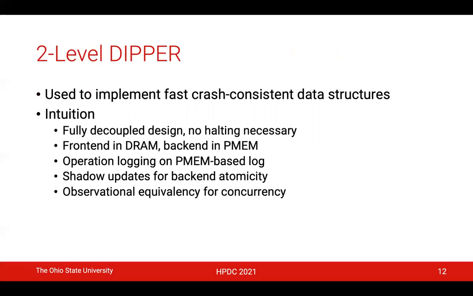In this paper, we focus on a two-level Dipper design, which can be used to implement fast, crash-consistent data structures. The intuition is that we have a fully decoupled design with the front end in DRAM and back end in PMEM. We use operation logging on a persistent memory-based log for durability. We use shadow updates for backend atomicity, and finally, observational equivalence for concurrency.